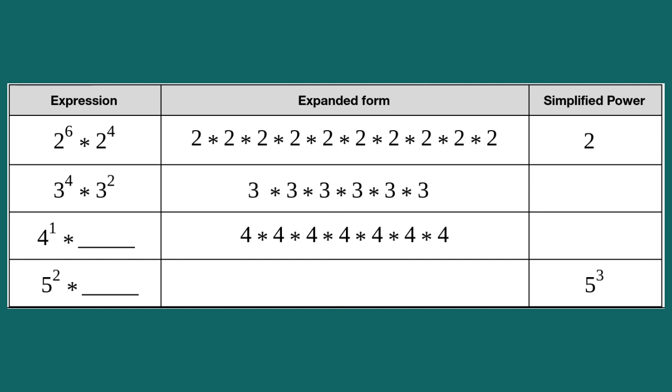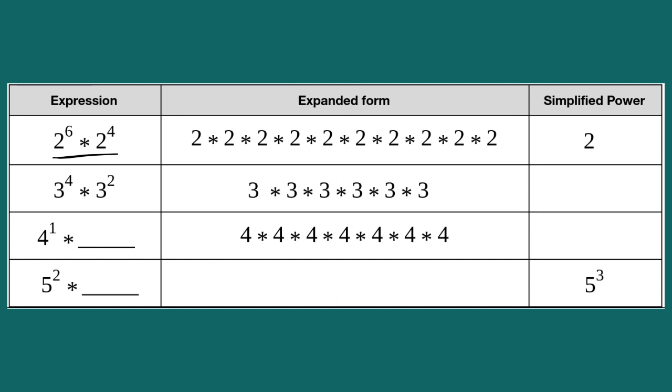In order to illustrate the laws of exponents that tell us what to do when we multiply or divide powers of the same base, we'll be looking at some examples together. First, let's see what happens when we multiply powers of the same base. On the left-hand side, you can see our first example, which says 2 to the 6th power times 2 to the 4th power. We've shown what this looks like in expanded form.